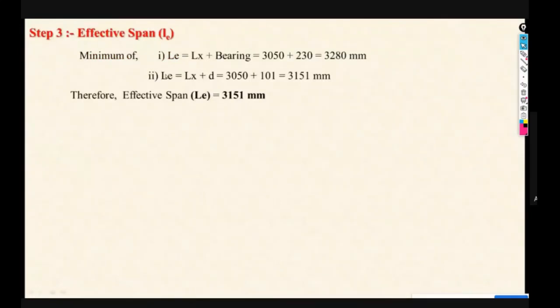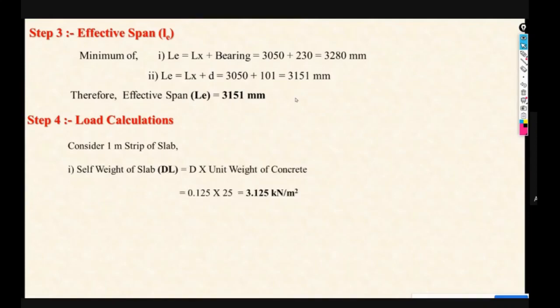Now next is effective span, same as we have already discussed in one-way slab: Lx plus bearing and Lx plus d. Okay, so consider minimum from these two. So if you consider Lx plus bearing, it is 3280 and Lx plus d, that is effective depth, it is 3151. So consider minimum, and the minimum length is 3151. So that we will consider as the effective span. Okay. Now after that, load calculation. In load calculation, first is self weight of slab, second one live load, and third one is additional dead load coming on our slab.